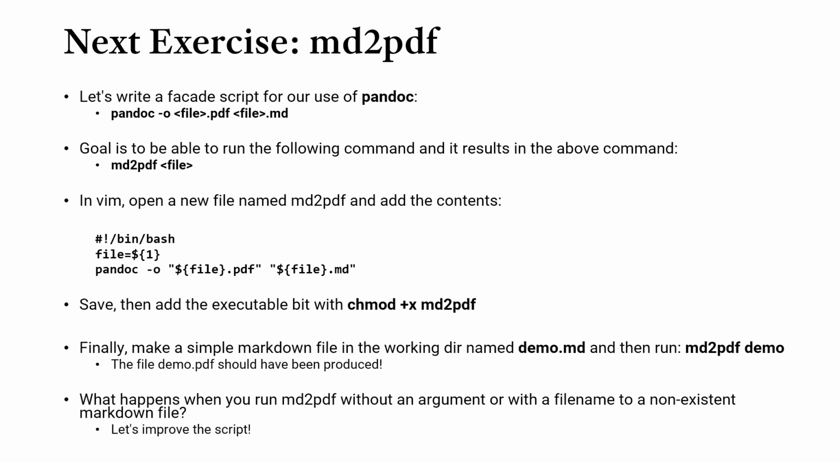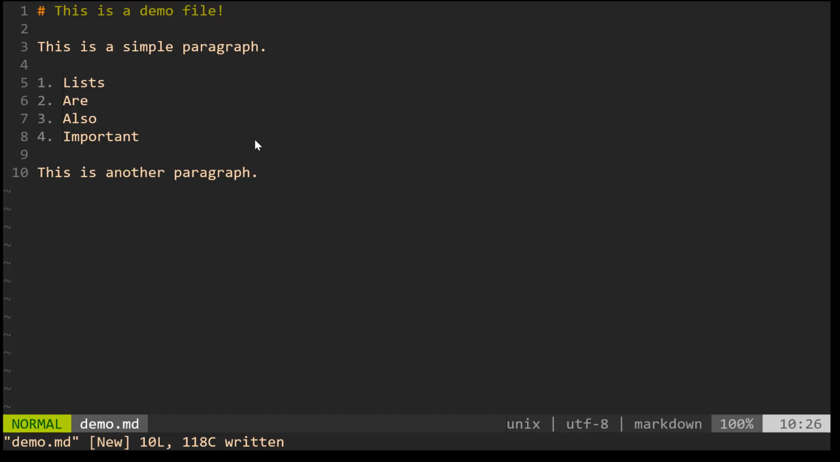Okay, so I've gone ahead and followed through these steps as well. And my markdown file looks something like this. So I named this demo.md, and I've just got some annotations for a heading 1, a paragraph, a list of text, and another paragraph, and then put that in file demo.md.